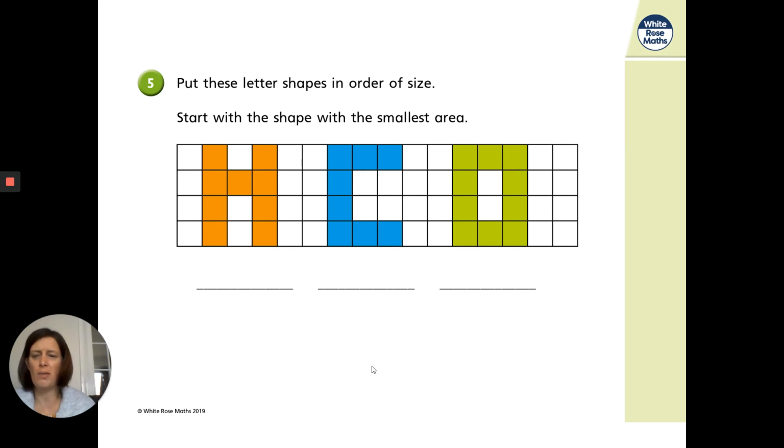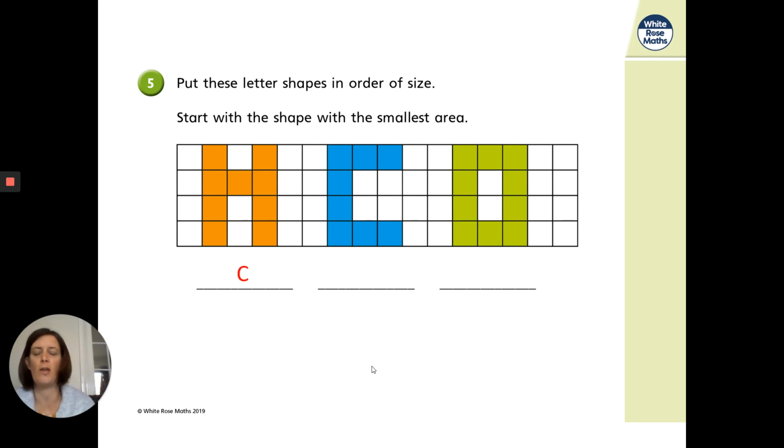Okay, so looking at making letters from different squares, put these letter shapes in order of size of their area. Start with the shape with the smallest area. So count the area of each letter and then can you order them from the smallest area to the largest area. Pause while you work this one out.